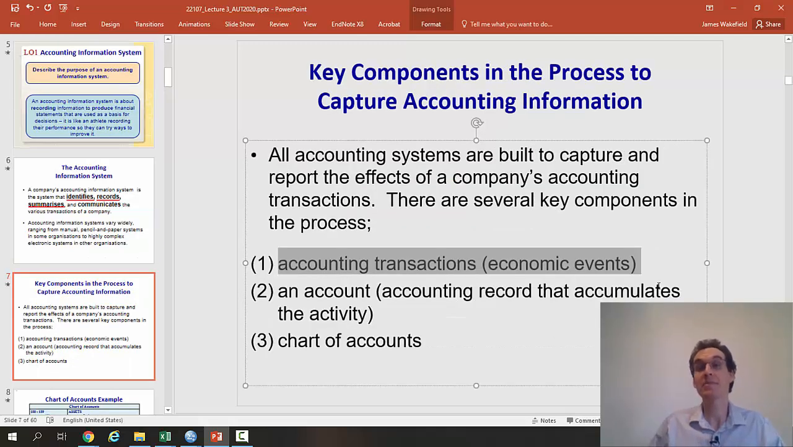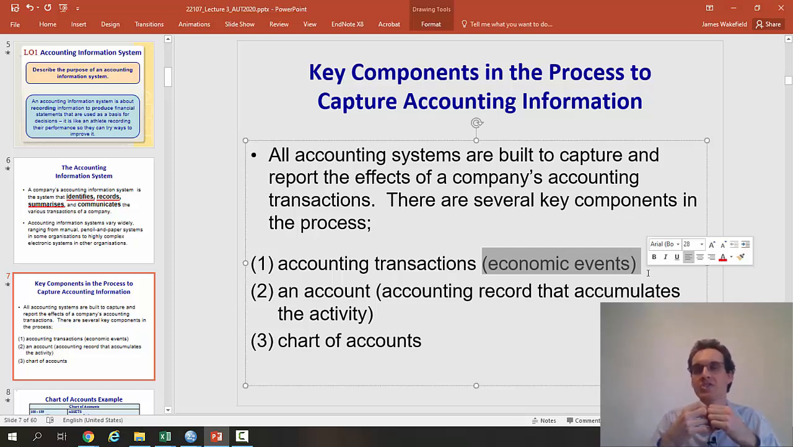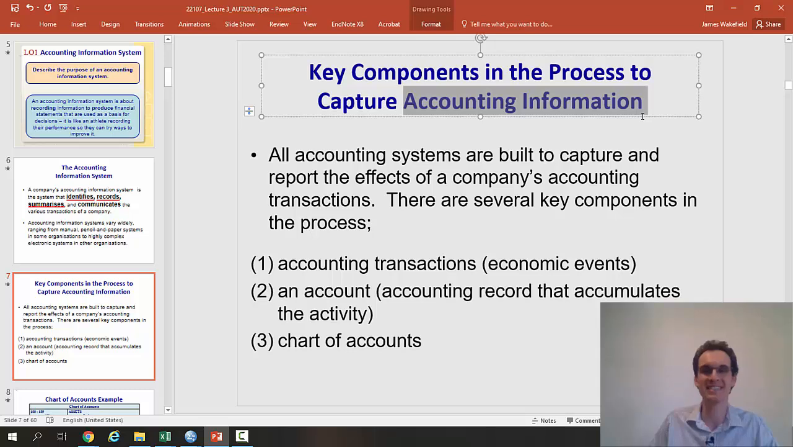So there's several key components in the process that we look at today. The first is accounting transactions. And accounting transactions relate to economic events that affect business in some way, right? So, for example, the business has purchased an asset, sold an asset, generated revenue, incurred some sort of expense, paid cash for a particular expense. These are all economic events that are affecting the financial performance and position of a business. And we want to capture these transactions through our accounting information system.